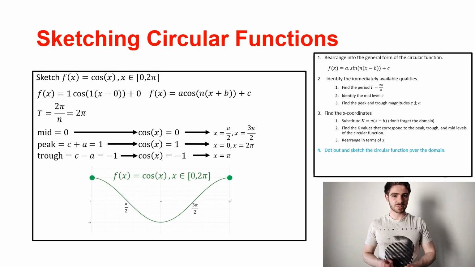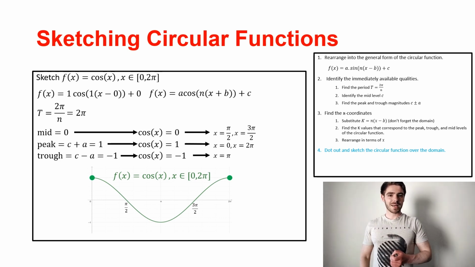But pay close attention to the domain. If the domain has square brackets, then it means that the endpoints must be closed circles. If the domain has open brackets, then those endpoints must be open circles instead.